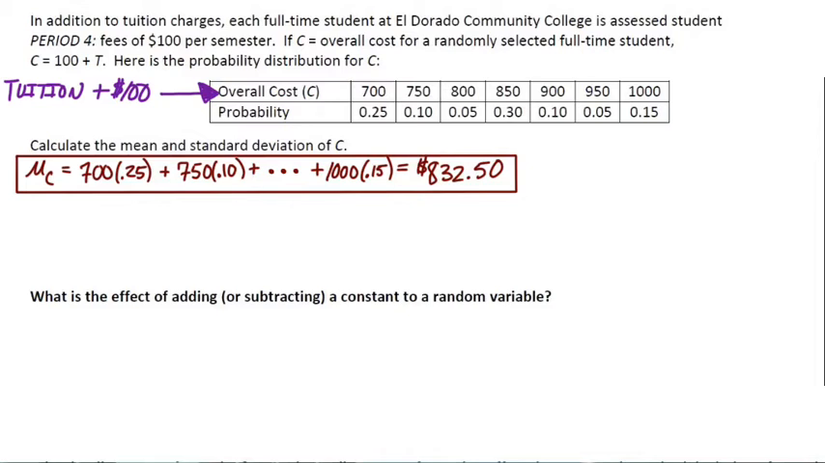How about the standard deviation? And this one you may or may not have guessed. If we add $100 to everybody, then does the spread of the distribution really change?